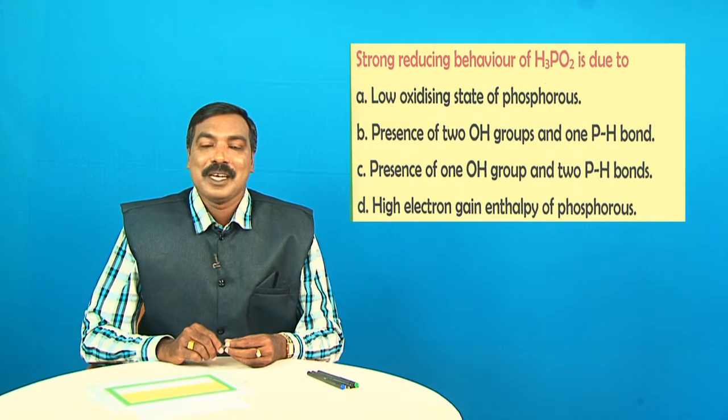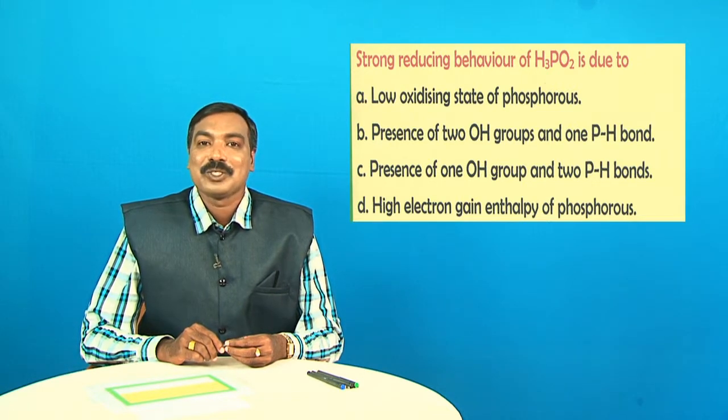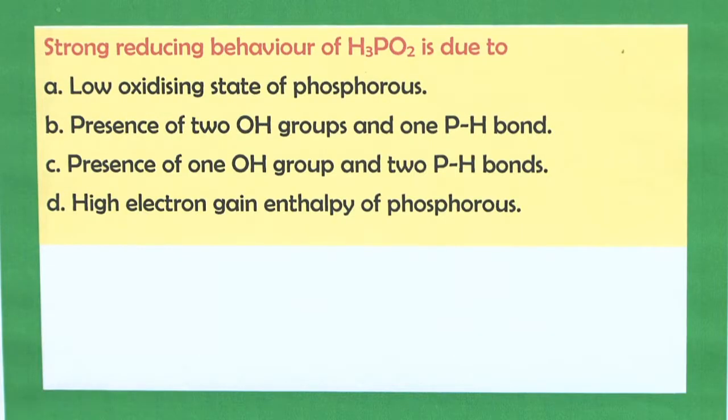Dear students, after understanding the concepts about this P block, let us apply these concepts by doing some numericals or some simple problems. The first question: strong reducing behavior of H3PO2 is due to option A, low oxidation state of phosphorus; option B, presence of two OH groups and one P-H bond; option C, presence of one OH group and two P-H bonds; option D, high electron gain enthalpy of phosphorus.